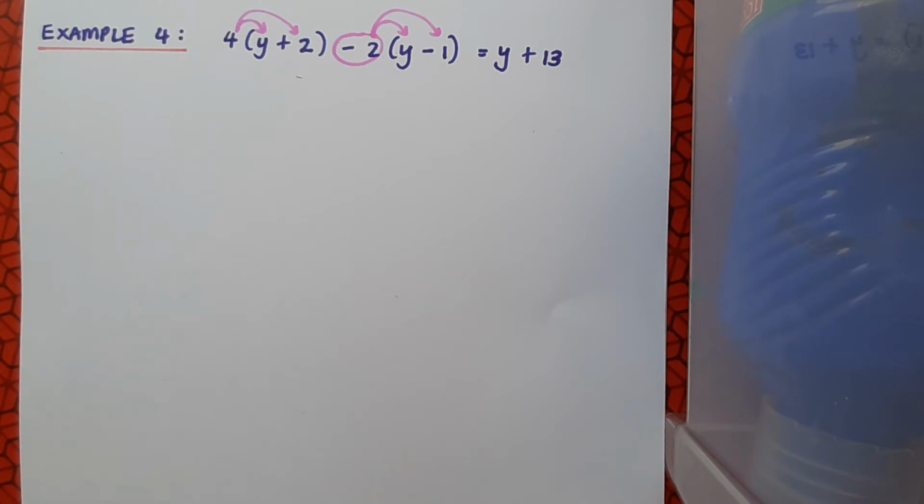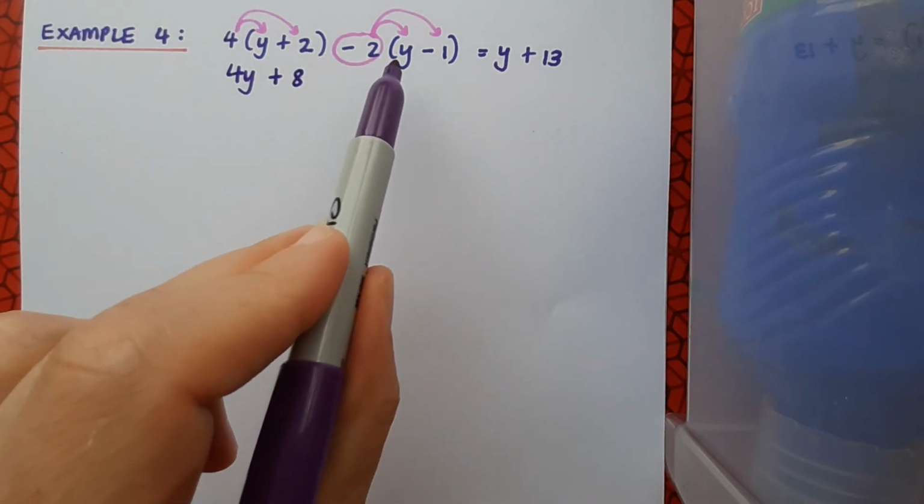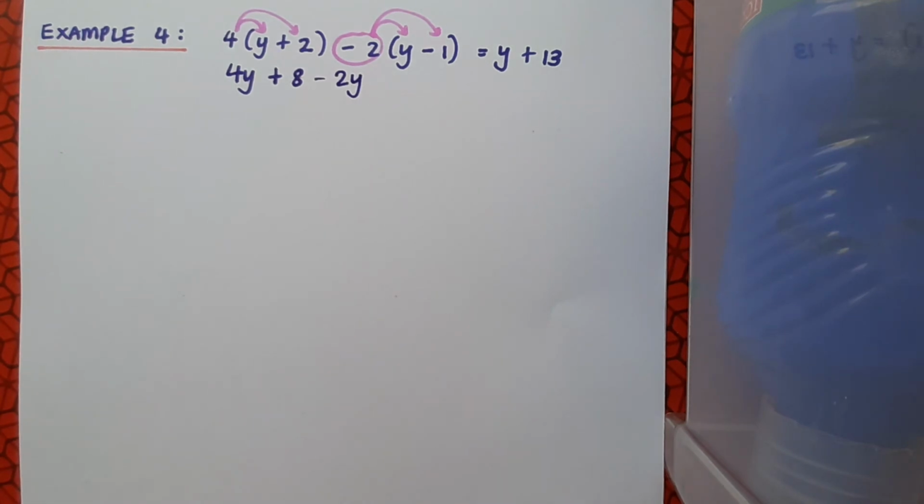Okay, so I'm going to multiply out now. From the first bracket, 4 by y will give us 4y, and then 4 by plus 2 will give us plus 8, and then minus 2 by y will give us minus 2y, and then just watch out, because minus 2 times minus 1, I have to think about my rules for signs.